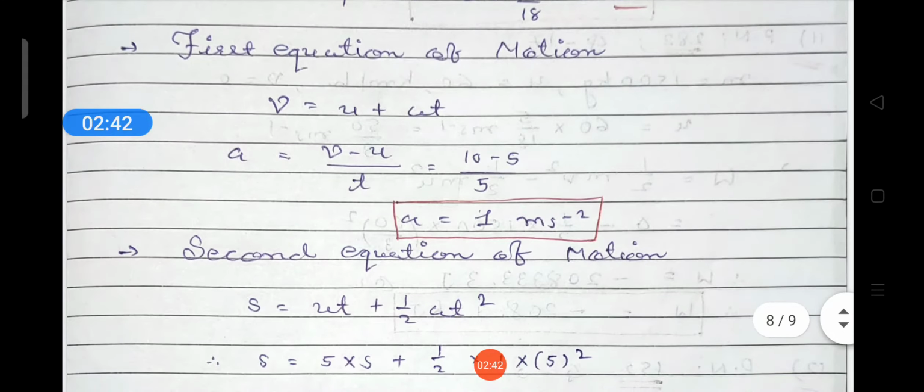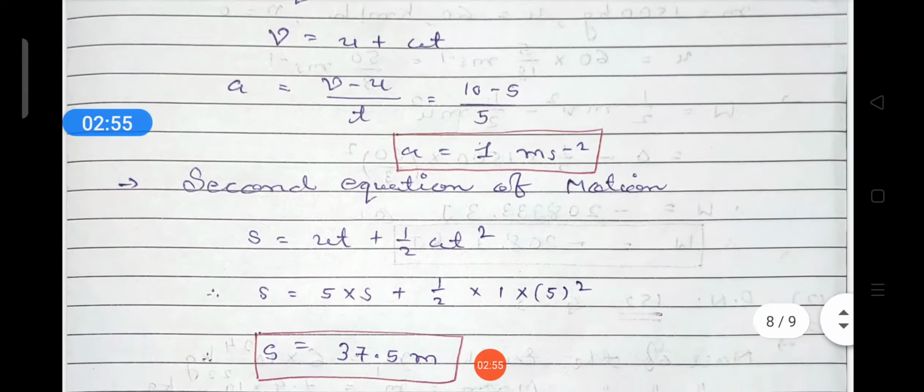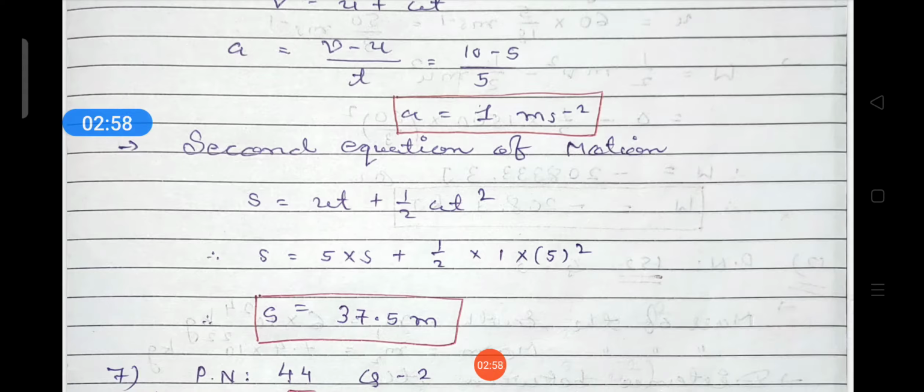Here, from the first equation of motion, the formula we will use is v is equal to u plus at. What do we have to find out first? Acceleration. So a is equal to v minus u by t, which is 10 minus 5 upon 5. The value of a you will get is 1 meter per second square. All students must see that the unit is very important. The acceleration unit is meter per second square. Please be careful, don't write a is equal to 1 only. You have to write the unit also.